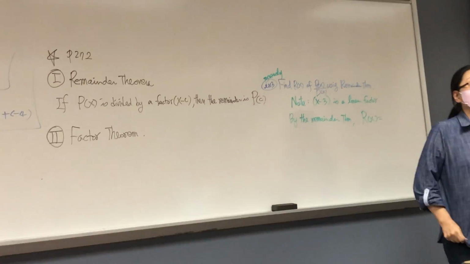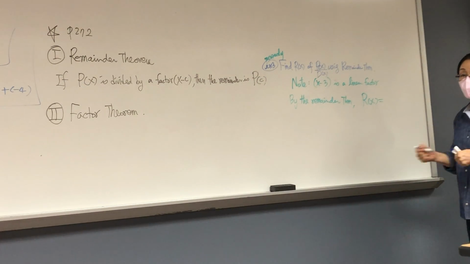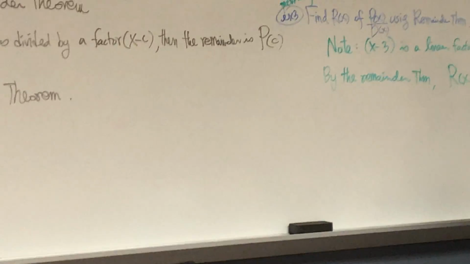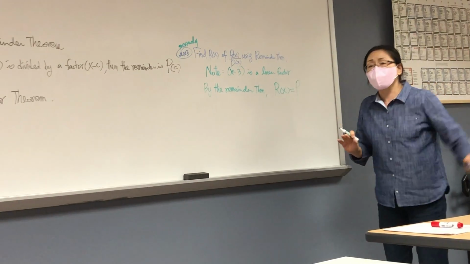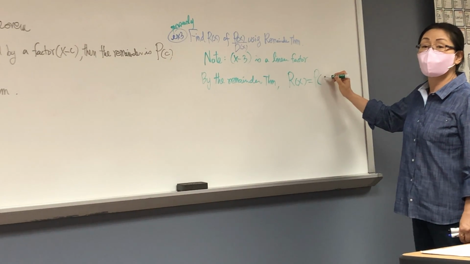directly using the remainder theorem. Read the remainder theorem. How do you find the remainder? Plug the factor into P of x. So P of what? P of x minus 3? No, don't put that. Put the factor.